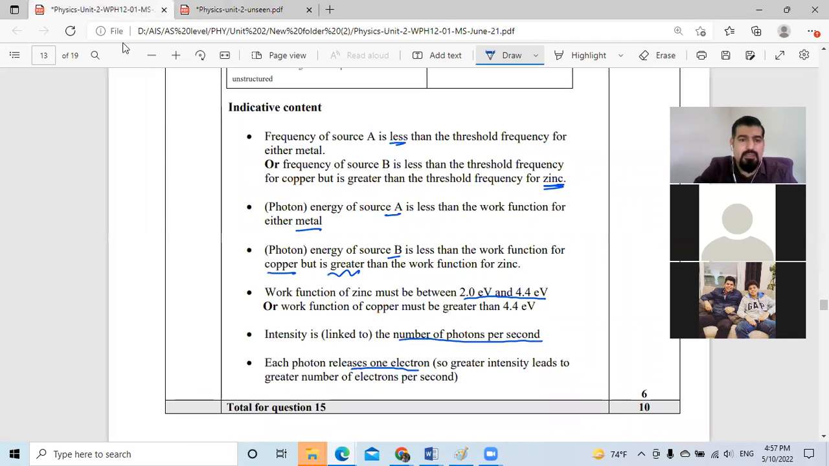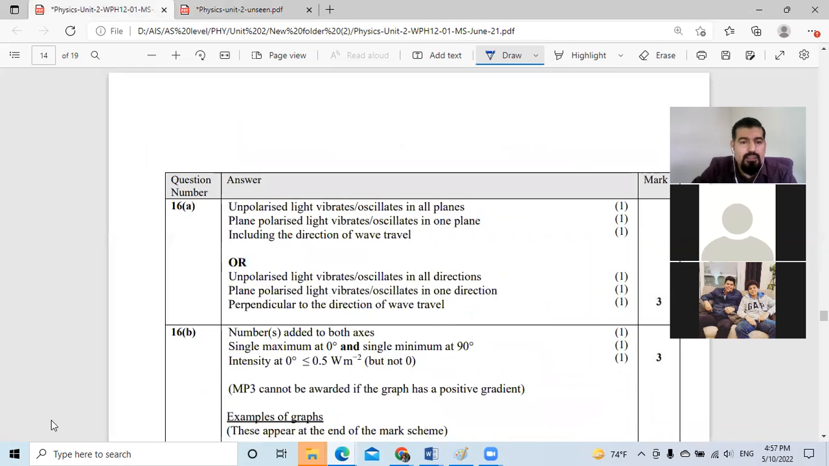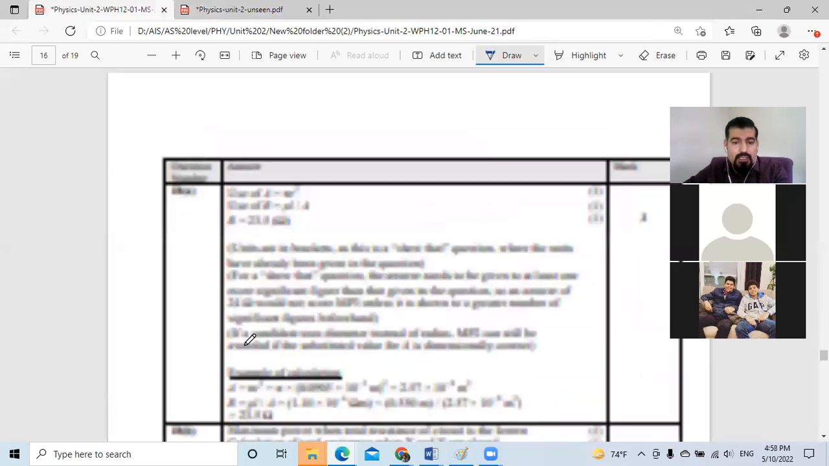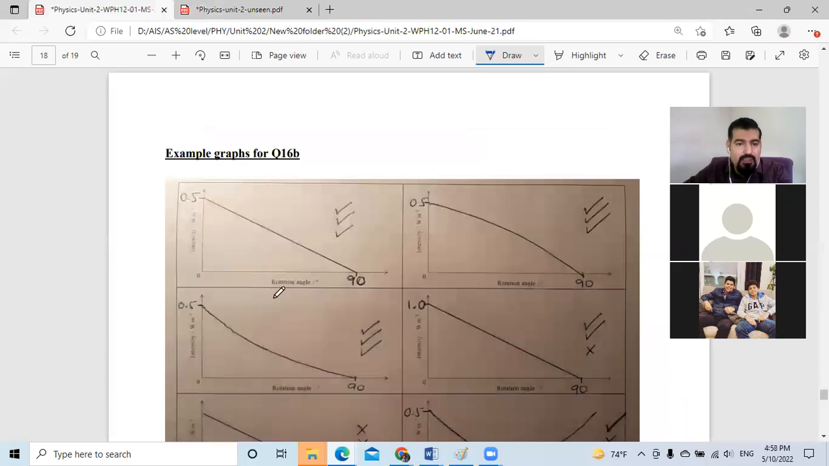Let's check the mark scheme. Hold on. Okay, what they ask: number of lines on both axes. Then the single maximum at 0 degrees, and minimum at 90 degrees, the light intensity from 0.5 to 0, but not 0. Hold on. Oh, yes, thank you, at the end page.